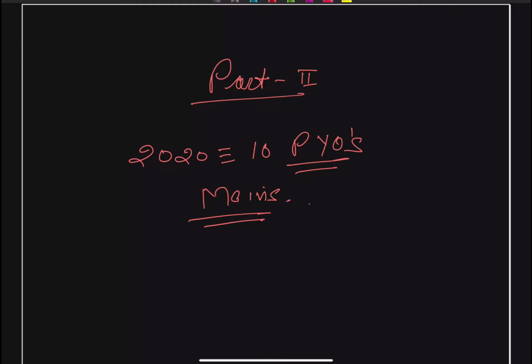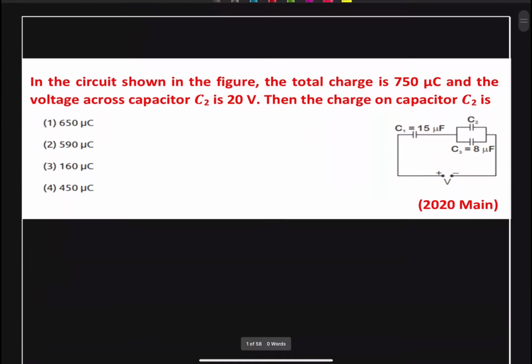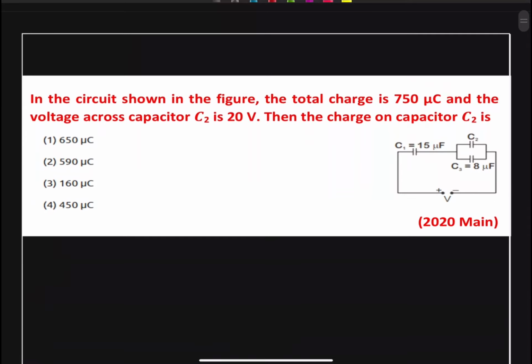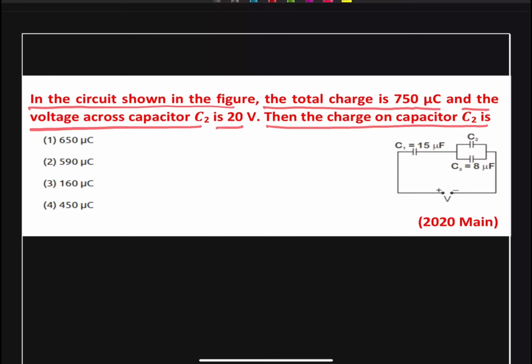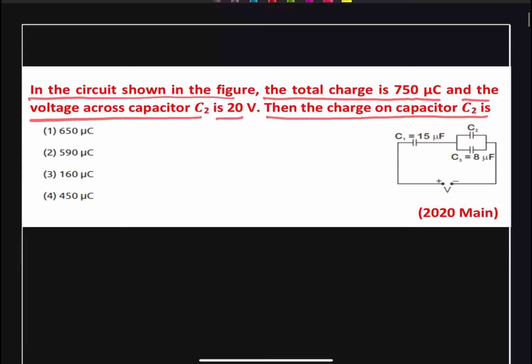In the first question, it states that in the circuit shown in the figure, the total charge is 750 microcoulomb and the voltage across capacitor C2 is 20 volt. Then the charge on capacitor C2 is. A basic figure is given to us. We have supplied voltage V and we have capacitor C1, and there is C2 and there is C3. C2 and C3 are parallel with each other and their combination is in series with C1.